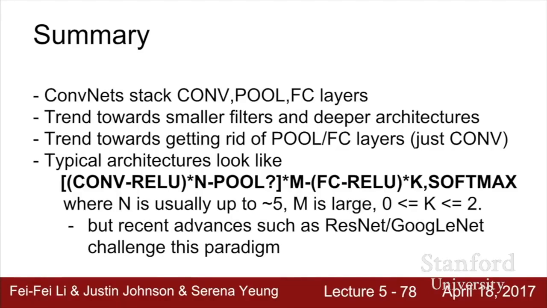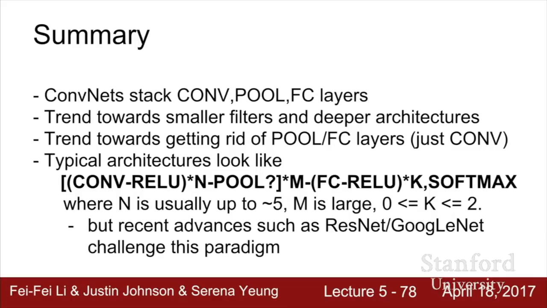Okay, so in summary, today we talked about how convolutional neural networks work, how they're basically stacks of convolutional and pooling layers, followed by fully connected layers at the end. There's been a trend towards having smaller filters and deeper architectures. So we'll talk more about case studies for some of these later on. There's also been a trend towards getting rid of these pooling and fully connected layers entirely, just having conv layers, very deep networks of conv layers. So again, we'll discuss all of this later on.